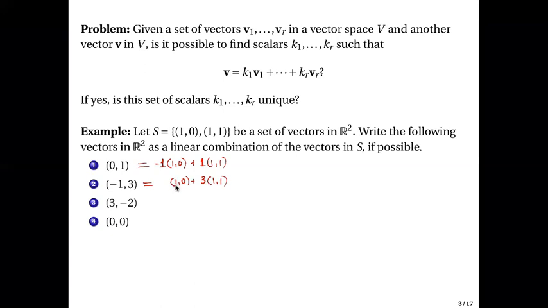Now, this is 1 here. Okay, this is 1 here. So to get a -4, we just need to multiply this vector (1, 0) by -4.